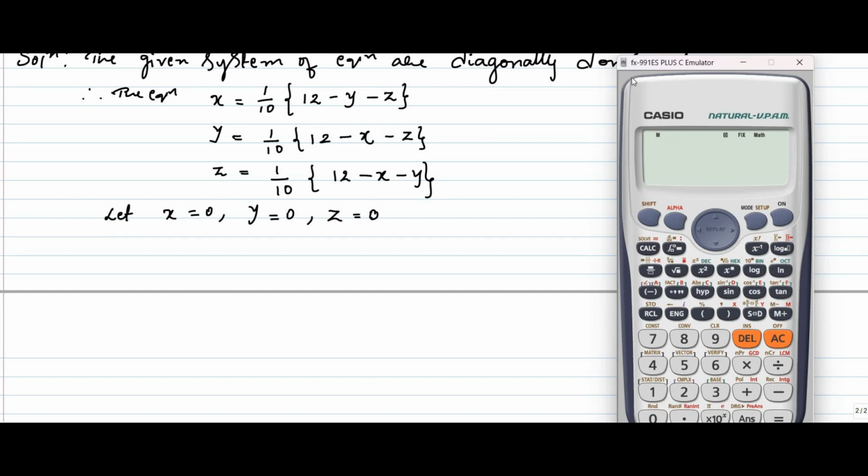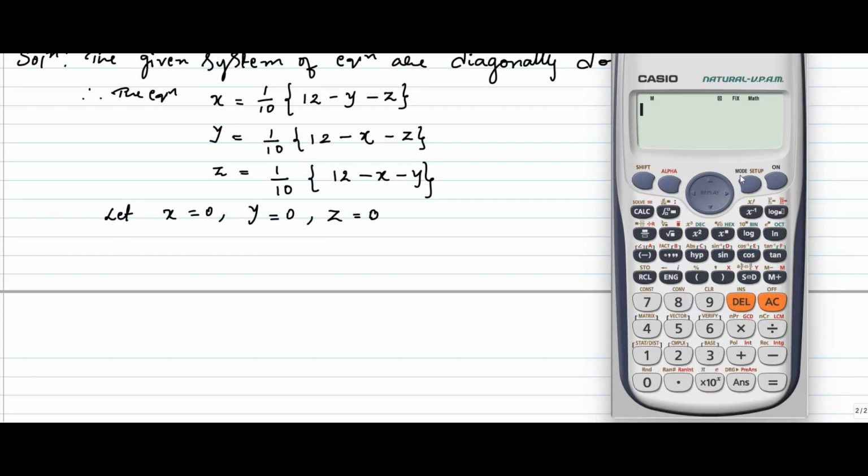I have taken a calculator called FX991ES. So using this I am going to solve. So first of all, you should know how to use the calculator here. First, you should always clear all the memory. How to clear: press shift 9, clear all. So press 3, press equal to, and the calculator will be reset.